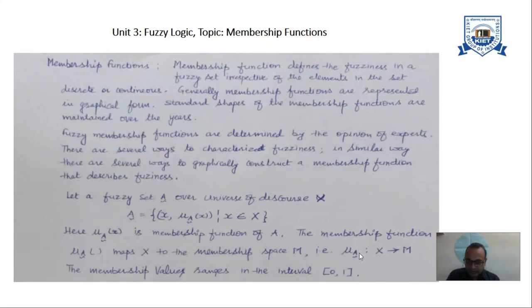What it is doing? It is just providing a value to the element which is available in the universe of discourse in a range, and that range has been provided by M. So this range can be 0 to 1. If x has membership value 0, we are saying that it is not a member of the fuzzy set. If we give it a value 1, we are saying that it has the complete membership value, right?